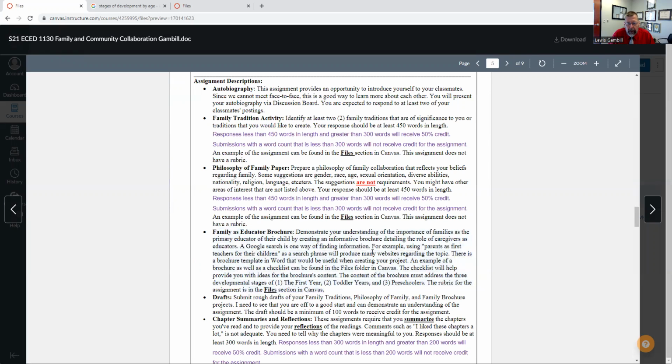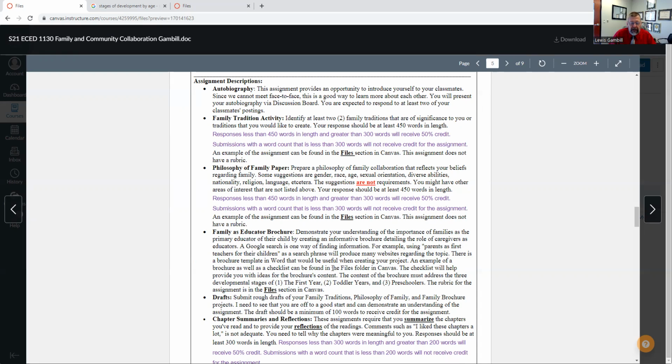Okay. I recommend that you do a Google search. Some of the keywords like parents first teachers. One that I'm going to show you in a minute, I think developmental stages, as my keywords. But anyway, use the internet, use those resources to get these particular items. I do not have the checklist in the file folders. I took that out. So we do have the example of the brochure that is still there.